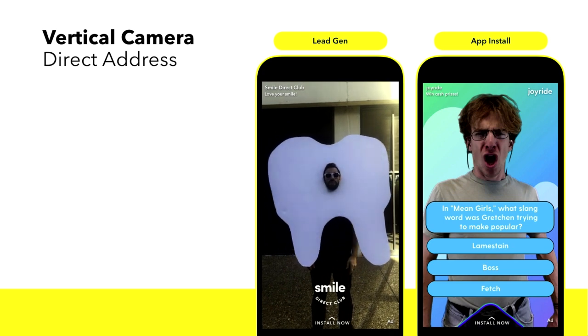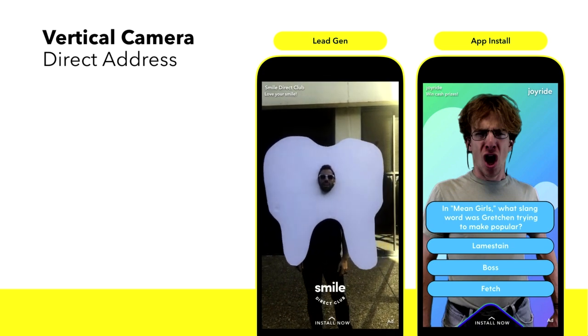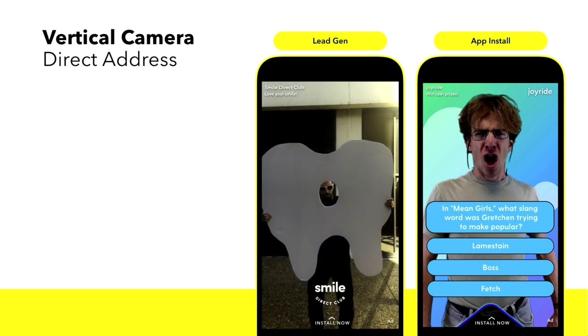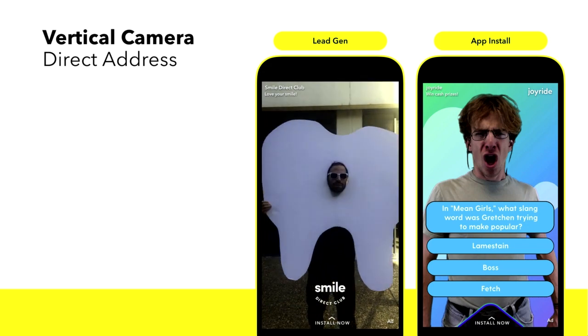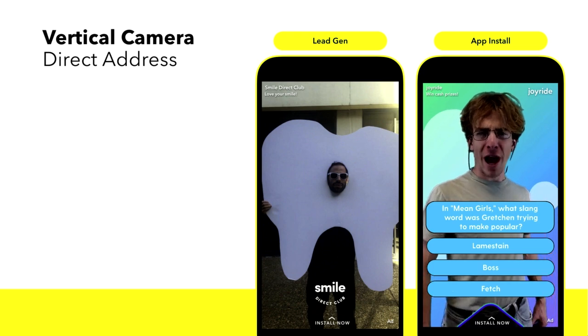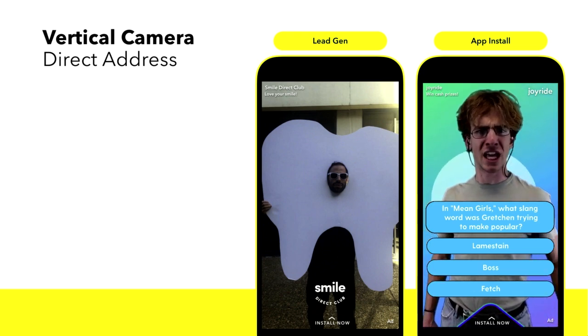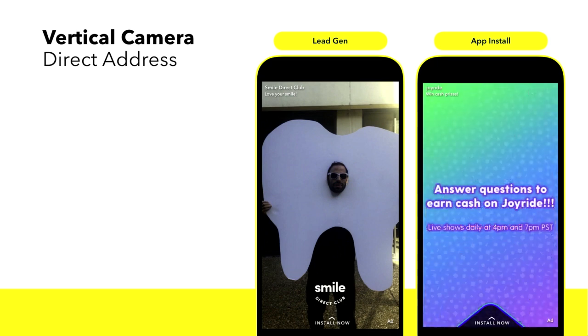Stop giving your money to big braces. Save 60% on a smile you'll love with invisible aligners from Smile Direct Club. Swipe up. On Joyride, we're playing live trivia with real cash prizes every single day. See you there.